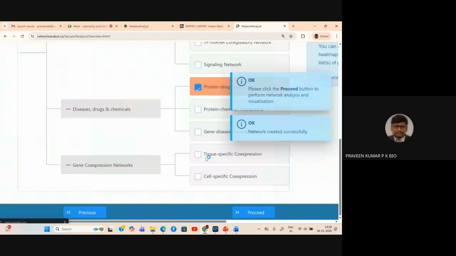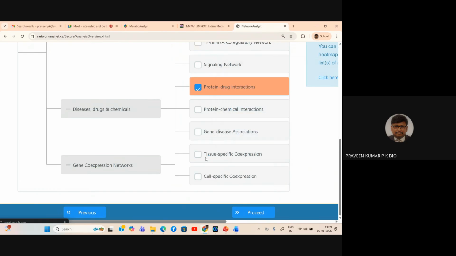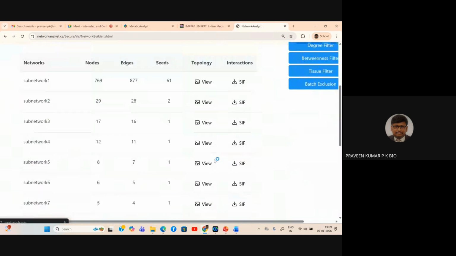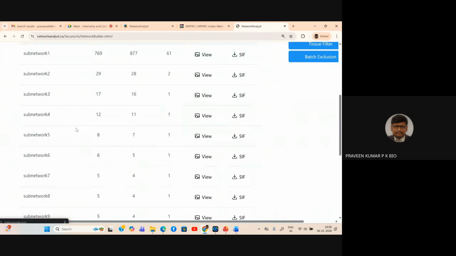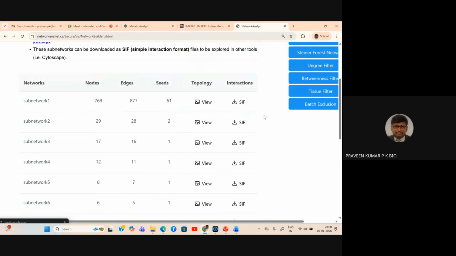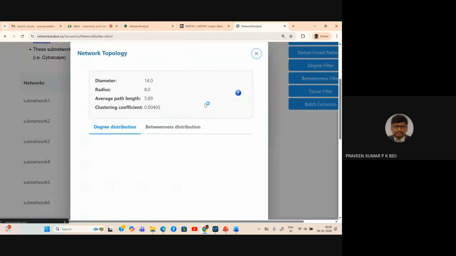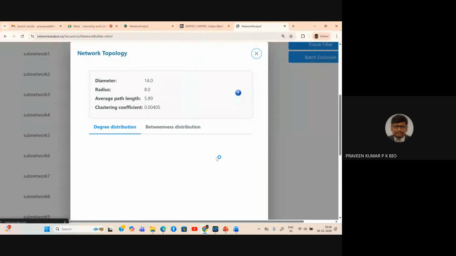So in network analysis, what exactly can we find? Gene expressions. This gene expression, how we want to analyze. Okay, we have a tool here, but still, if you want to download and work with the graphs, we can work with R programming also. So you are able to see this topology. Degree distribution takes some time to check.